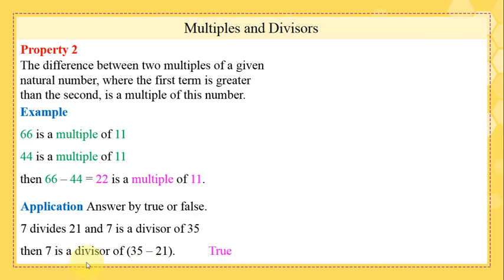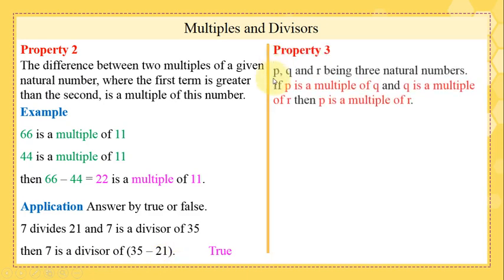This statement is true since 7 divides 21 and 7 is a divisor of 35, which means 21 is a multiple of 7 and 35 is a multiple of 7. By referring to property 2, we will obtain that the difference between 35 and 21 is a multiple of 7, which means 7 is a divisor of 35 minus 21.